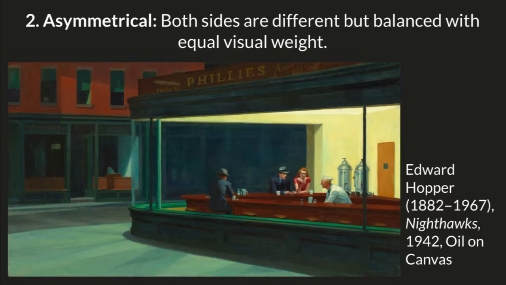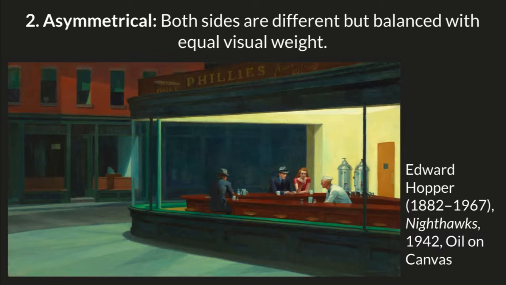So we're looking here at a Hopper painting. Edward Hopper, very famous American painter, mostly worked in the early 1900s, 1930s, and 40s. This is a famous painting called Nighthawks, done in 1942.